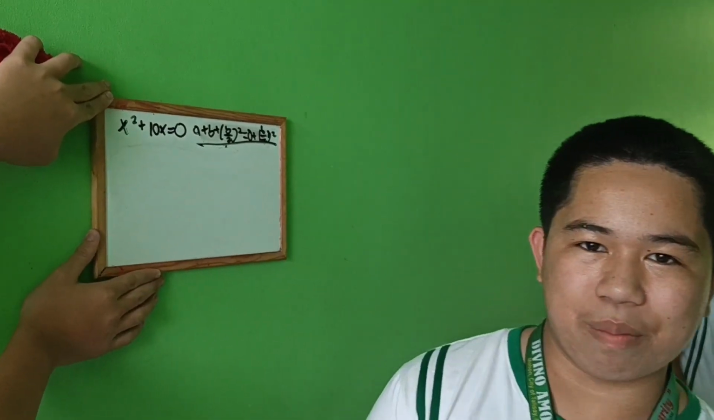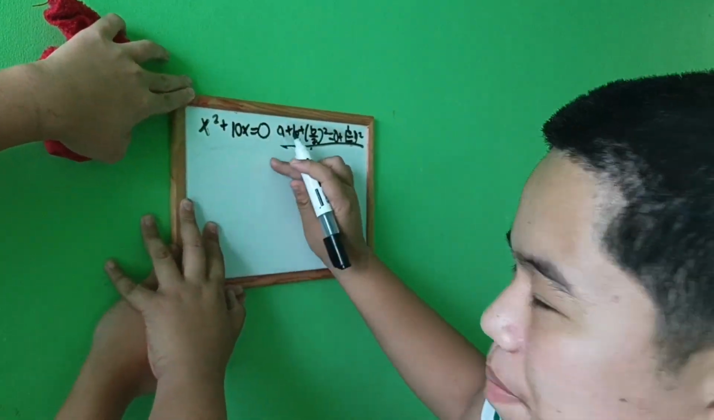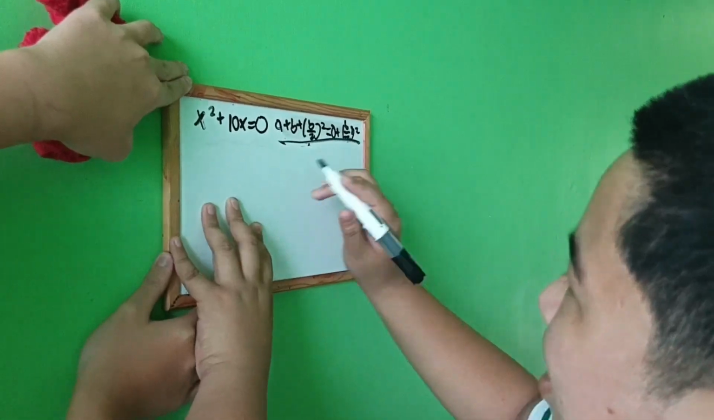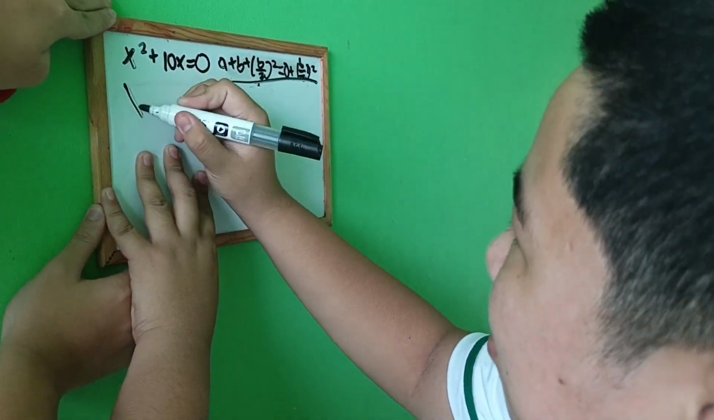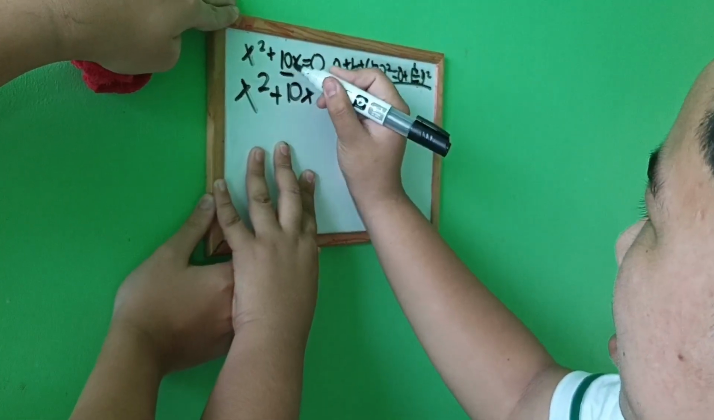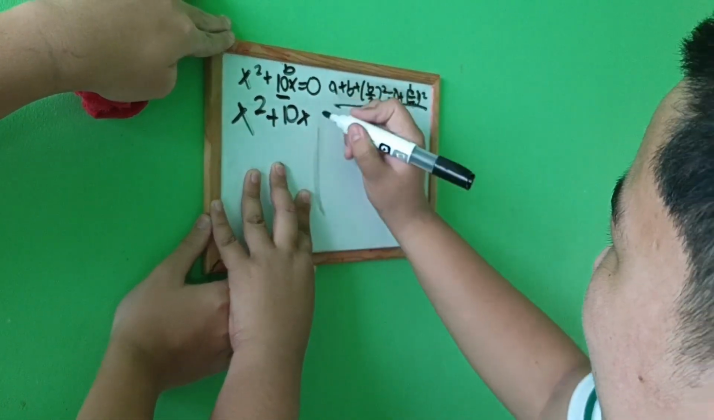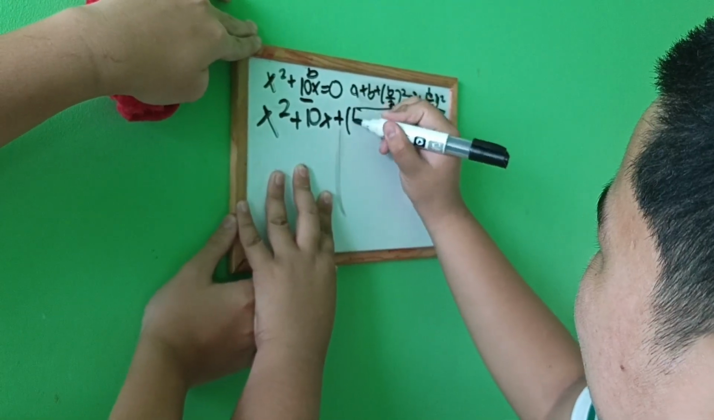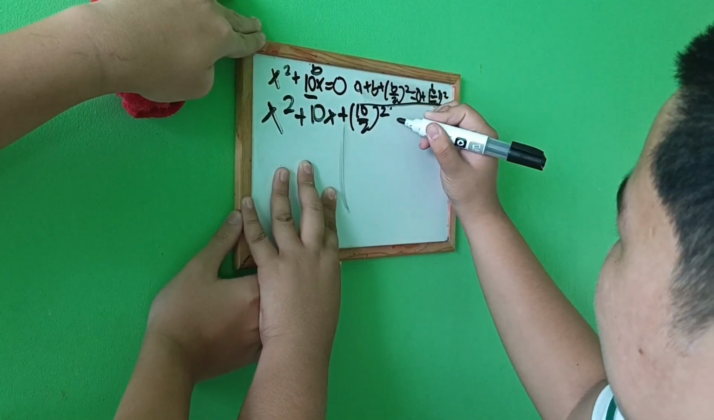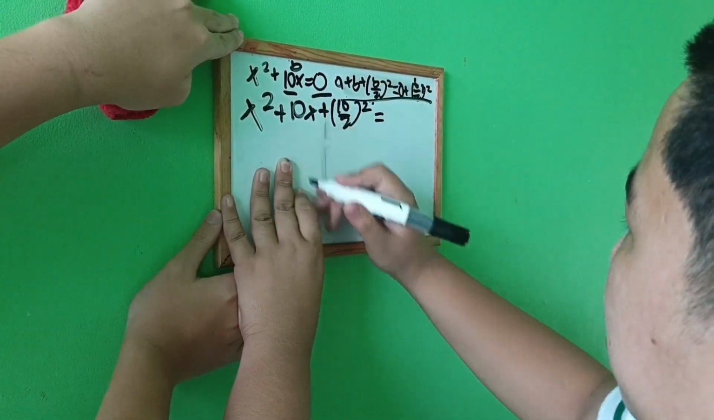This method is workable for any quadratic equation. The fourth method is completing the square. So this is our example. This is our formula. We write it down.